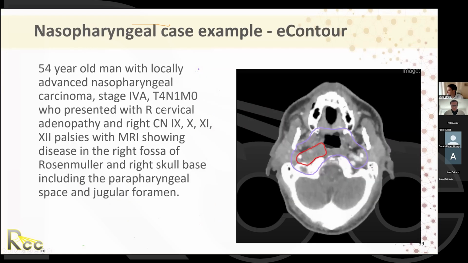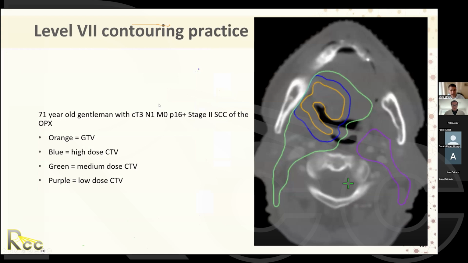And then let's see our timing here. We're already at 9 o'clock. So again, I'm gonna go straight to another practice session for us.